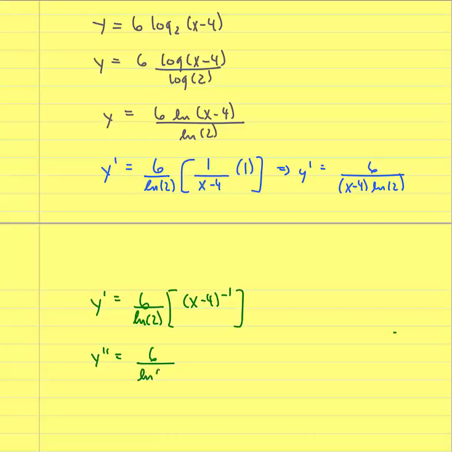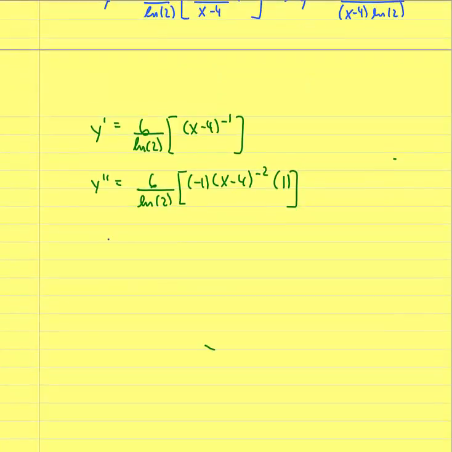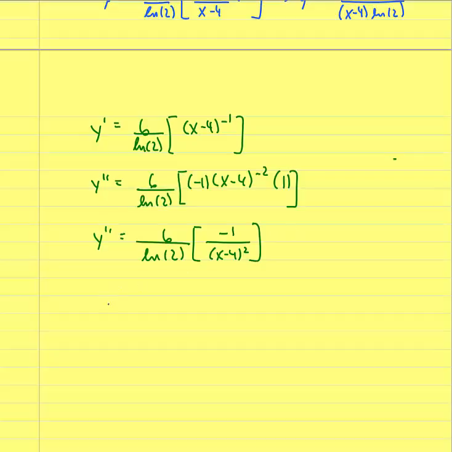So I have 6 over ln of 2. I bring the negative 1 out front, decrease the exponent by 1, and then multiply it by the derivative within. Now from here it's a simple rewrite. So let's see what we have in here. So I have a negative 1, x minus 4 quantity squared. So rewriting as a single fraction, looks like I have a negative 6 over x minus 4 quantity squared natural log of 2. So there's my second derivative.